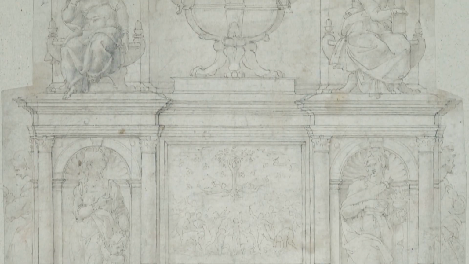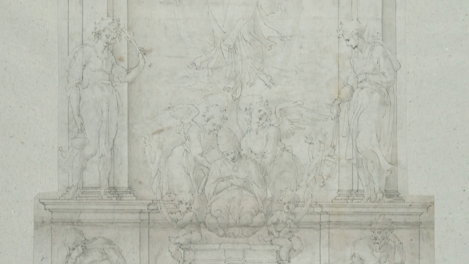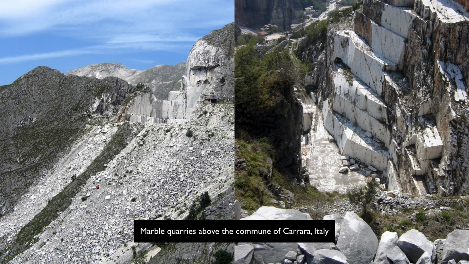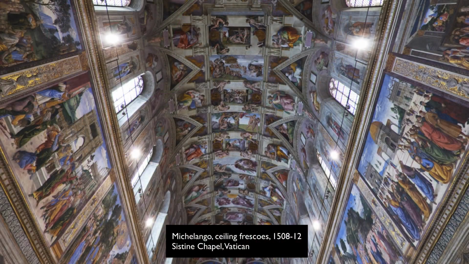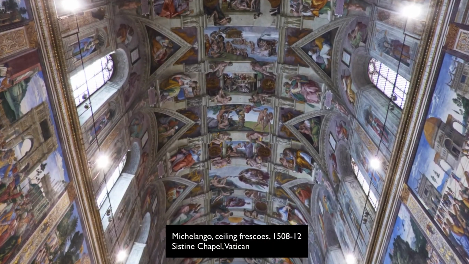Michelangelo is very excited to work on the tomb. It's an enormous commission for the Pope with close to 50 figures. Michelangelo spends much of 1505 actually quarrying the marble. So he's really invested in this project. But Pope Julius II takes him off the project for the tomb and asks him to paint the ceiling of the Sistine Chapel, which Michelangelo does reluctantly at first.